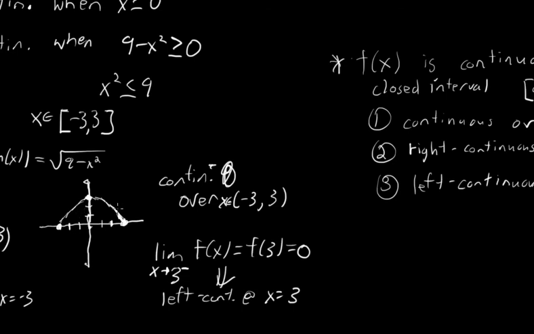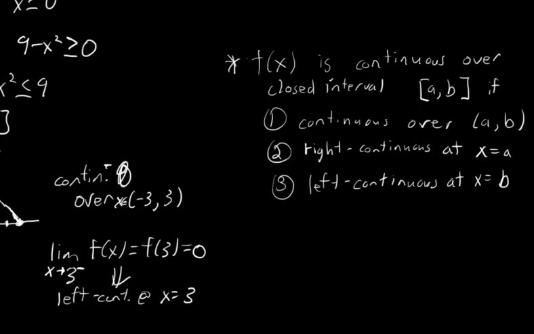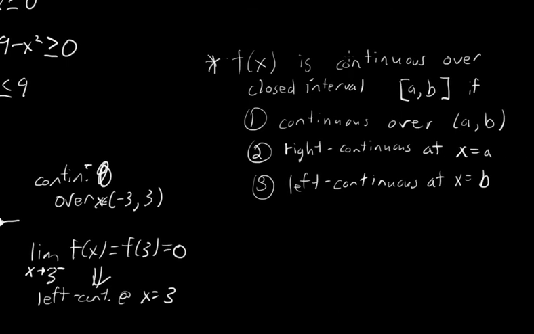That was just a generalization of what we observed here. We saw that this function was continuous over this closed interval. So we observed that it's continuous over the corresponding open interval, it's right continuous at the left point, x equals -3, and it's left continuous at the right endpoint, x equals 3. That was just one specific case. In general, if these three criteria are met, we can say that this function is continuous over the closed interval a, b.